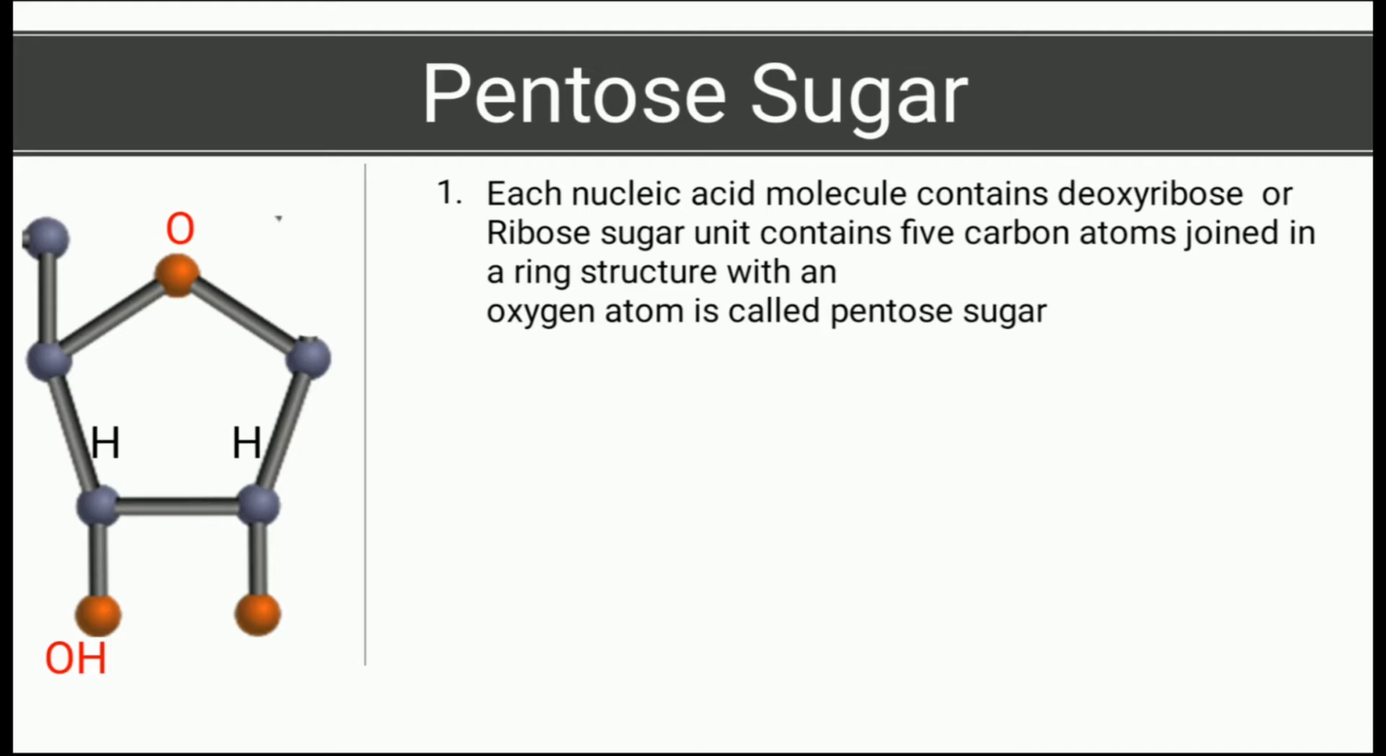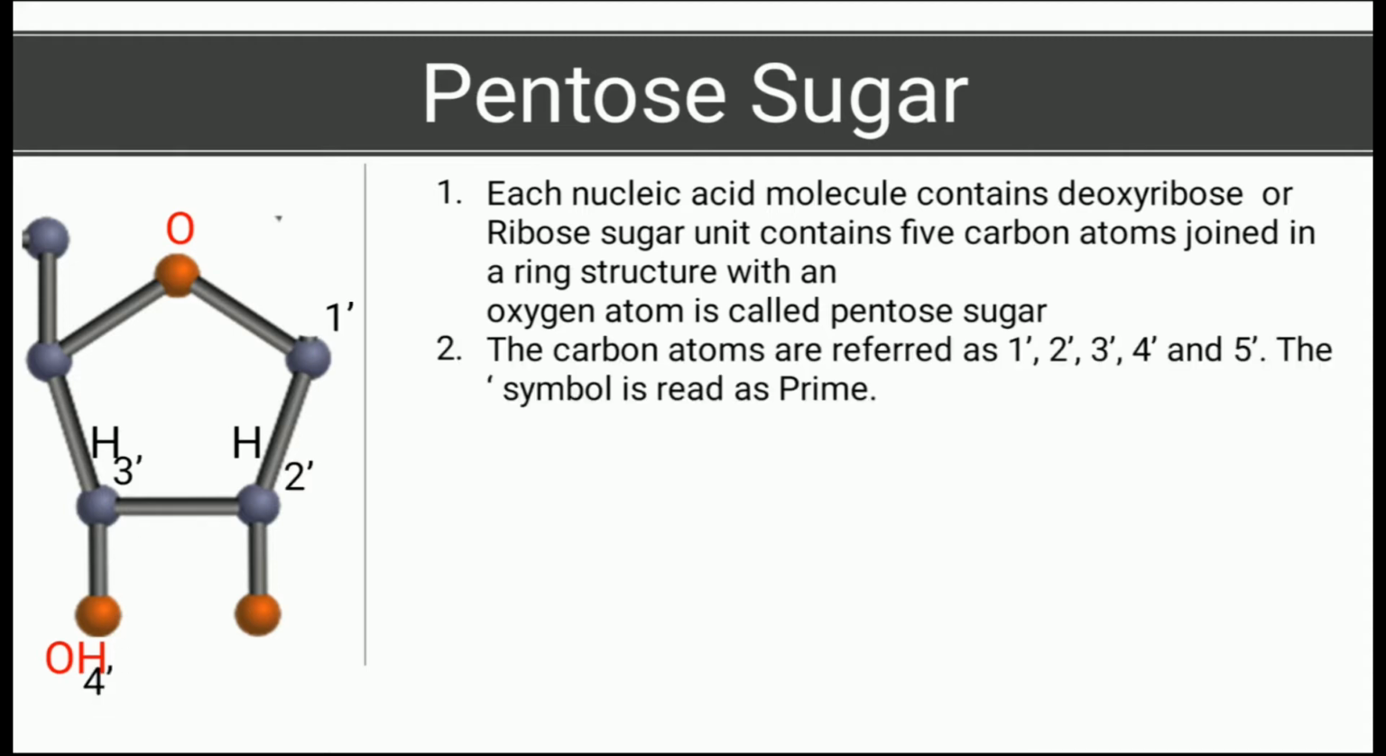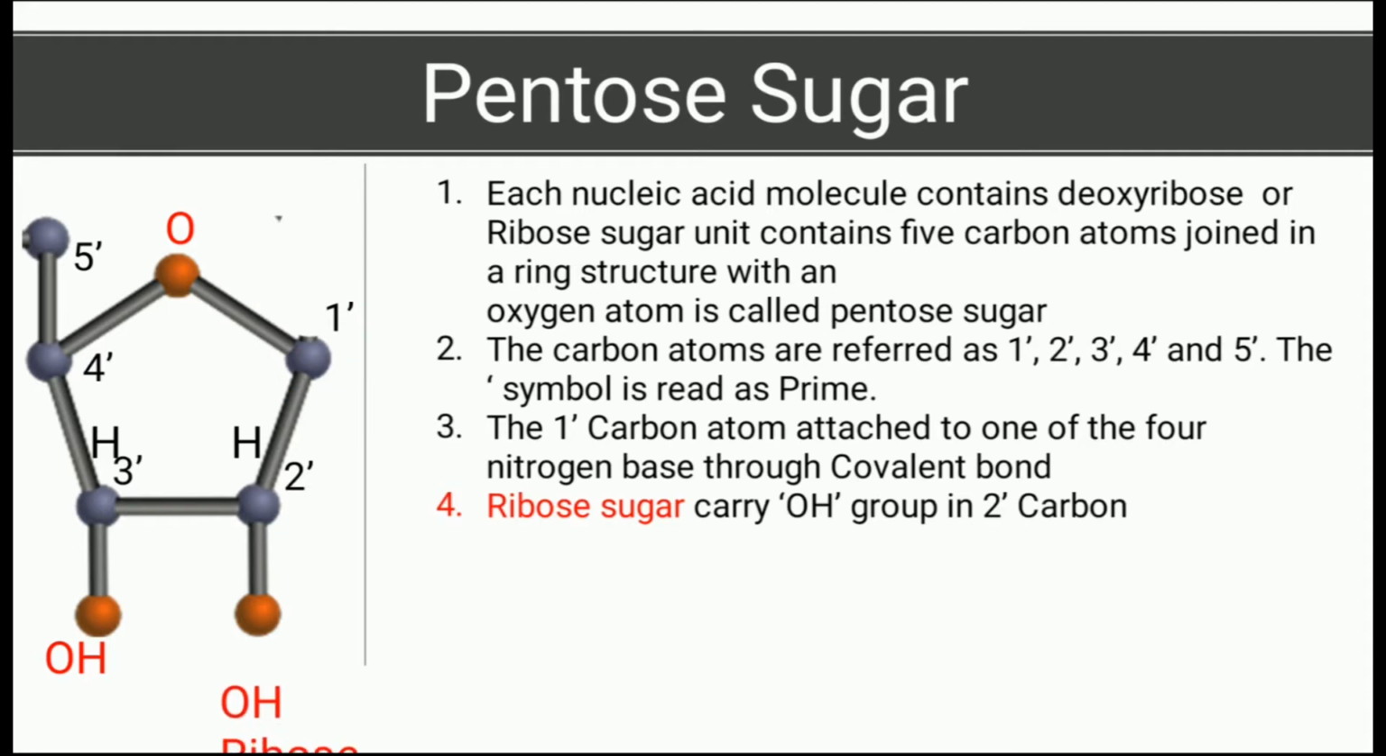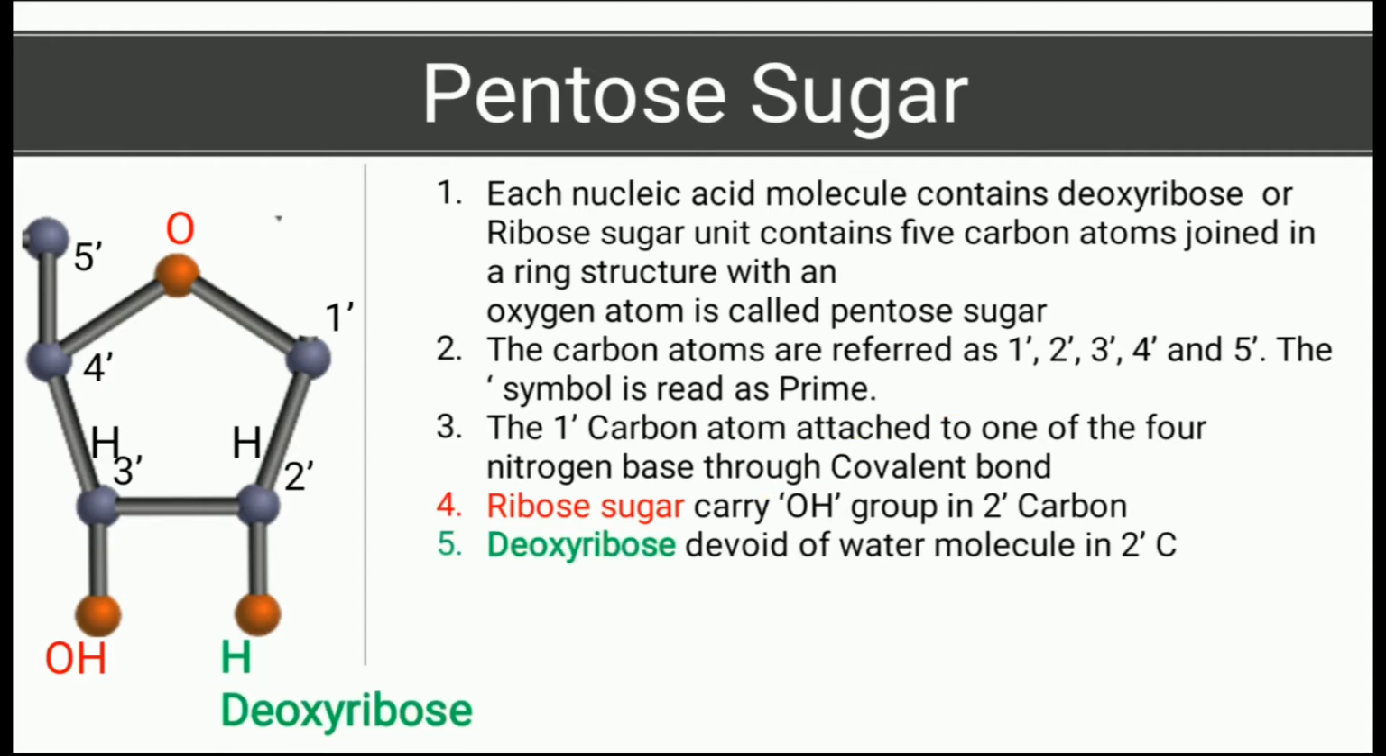Each nucleic acid molecule contains deoxyribose or ribose sugar which is made up of 5 carbon atoms. The carbon atoms are referred to as first carbon, second carbon, third, fourth and fifth, and they are named 1 prime, 2 prime, 3 prime, 4 prime and 5 prime. The 1 prime carbon atom is attached to one of the 4 nitrogen bases through covalent bonds. In ribose sugar, the second carbon atom carries the hydroxyl OH group, whereas in deoxyribose, it is devoid of the hydroxyl group and filled with only H.